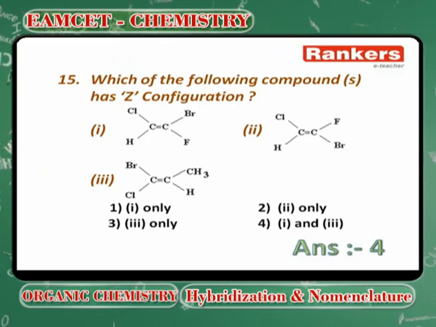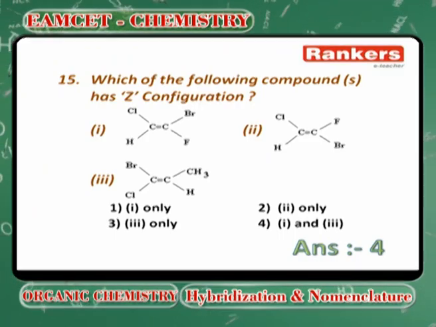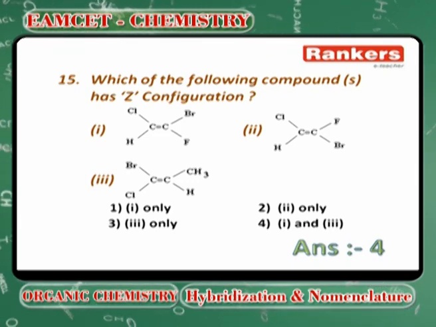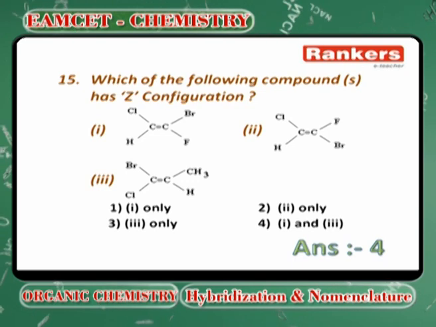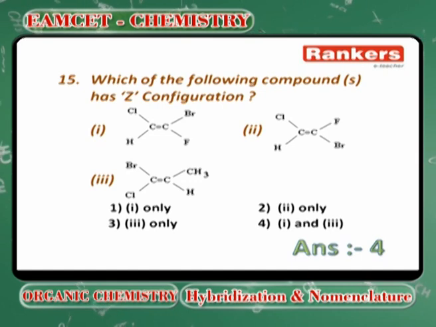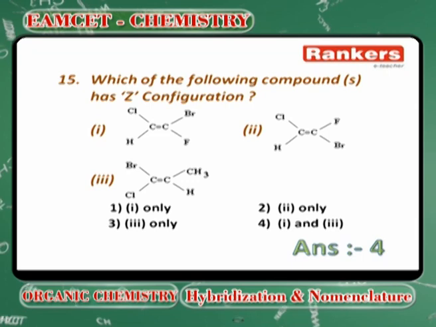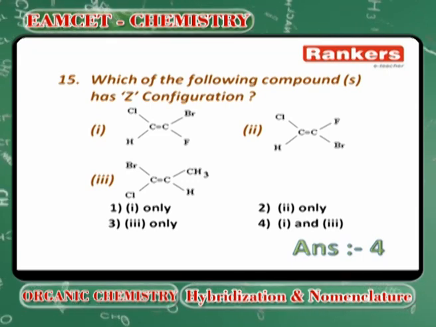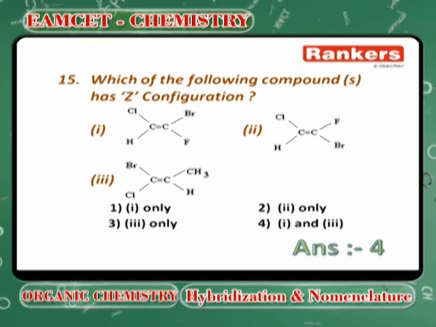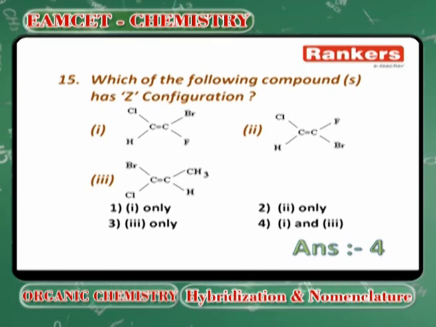See here, in number 1, chlorine and bromine, the number 1 groups, are on the same side, therefore it is a Z compound. In number 3, chlorine and bromine, isn't it? Top side chlorine and bottom side bromine are opposite. So 1 and 1 are opposite, that is the E compound. So the answer goes to the third one. In the third one, the left side bromine is preference 1, the right side methyl is the preference. So bromine and methyl are on the same side, again it is a Z compound. So 1 and 3 are Z. Here Z configuration is asked, therefore 1 and 3 means the fourth option is the right answer. Right. Next.